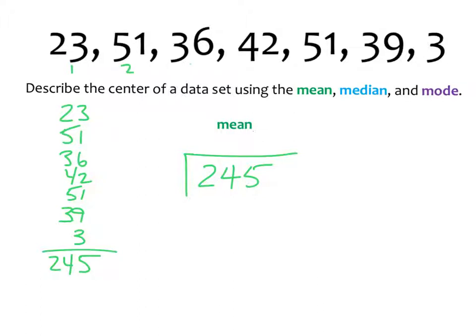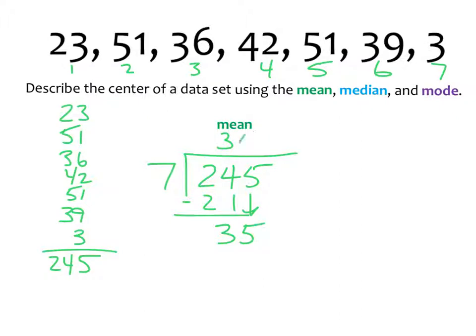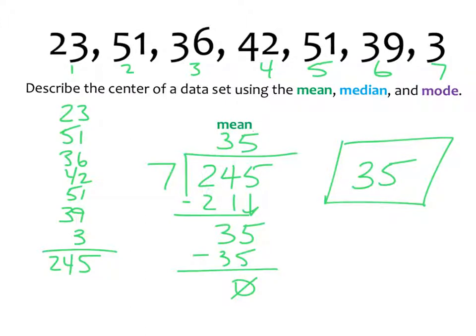Now we need to count the number of pieces of data, the values in the set, and divide our sum by that number. There were 7 responses, 7 values in our data set. We're going to divide the sum by those 7 values. And when we do that, we find that the mean, or average, in this data set is 35. The mean of this set of data is 35.